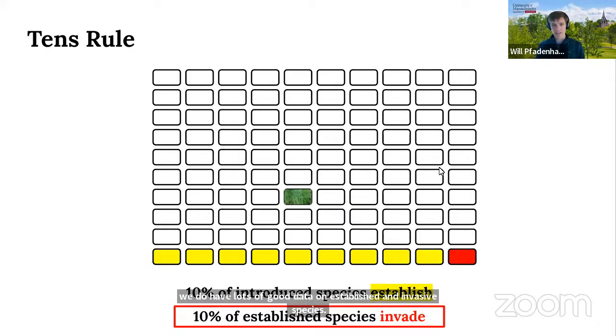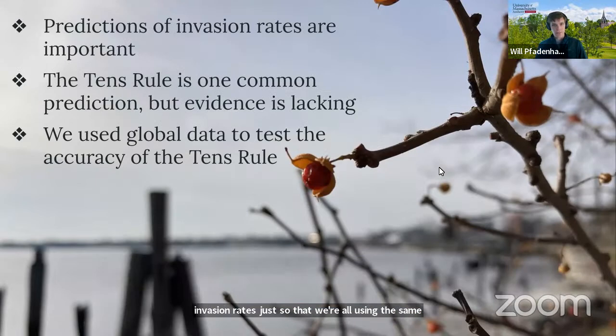For the rest of the presentation, I'll call this percentage of established species that invade invasion rates, just so that we're all using the same terminology here. Just to recap where we're at so far, predictions of invasion rates, established species that become invasive, are important. The tens rule is one common prediction of these invasion rates, but evidence for this tens rule is lacking.